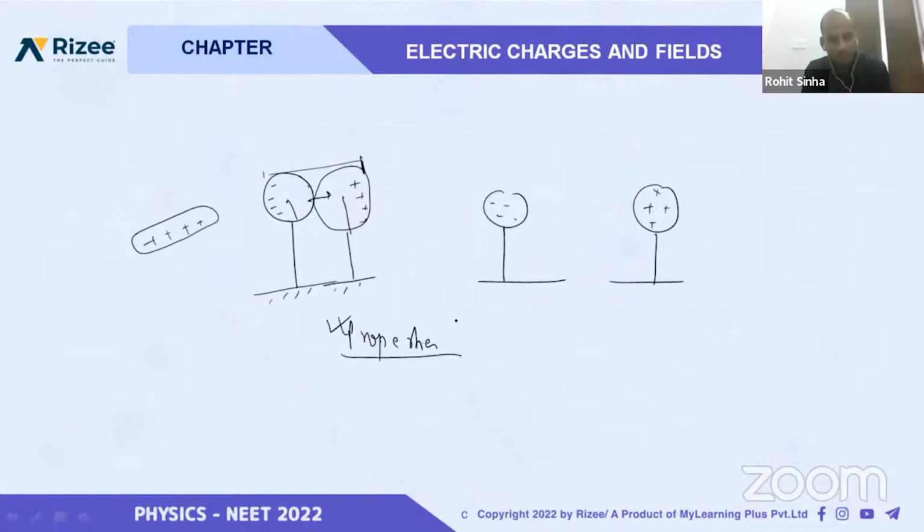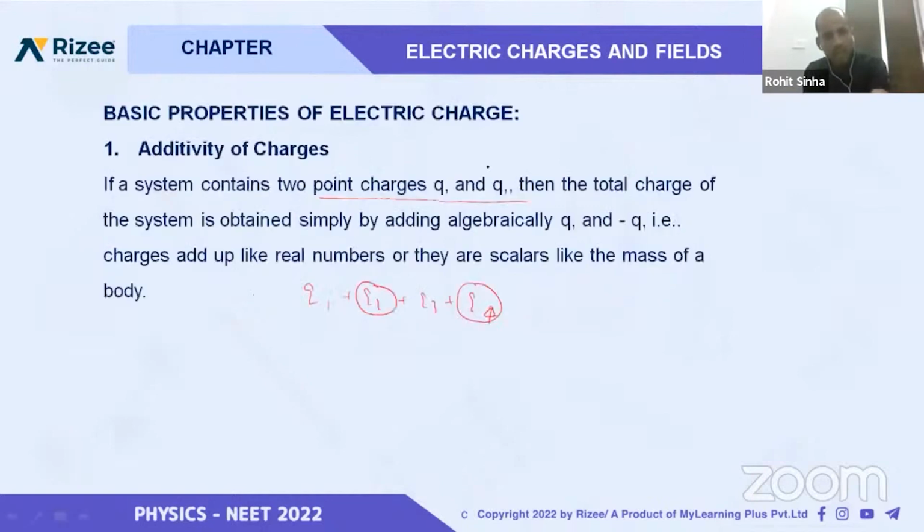First property we have discussed, that was additive property. You remember? After that, just a few questions came. Now, let us go to the properties of charges. Anyone has any problem till now? Can anyone tell me any problem till now?